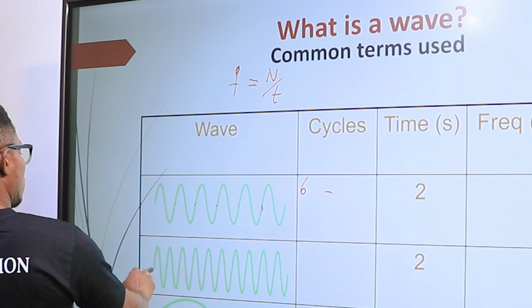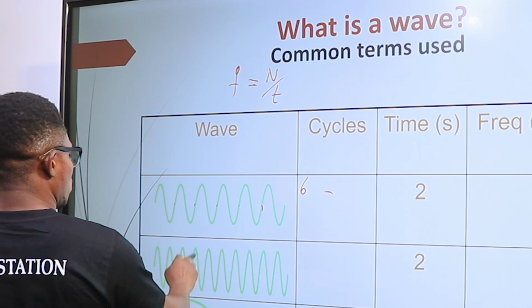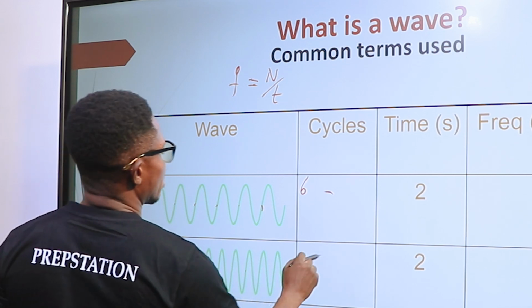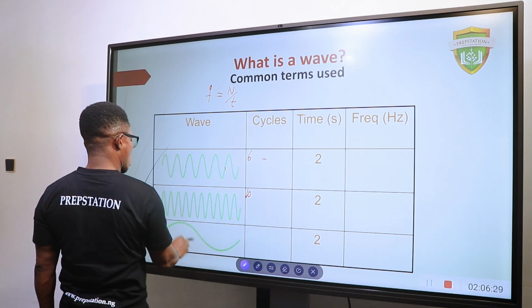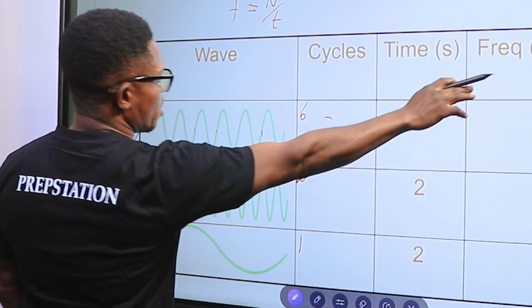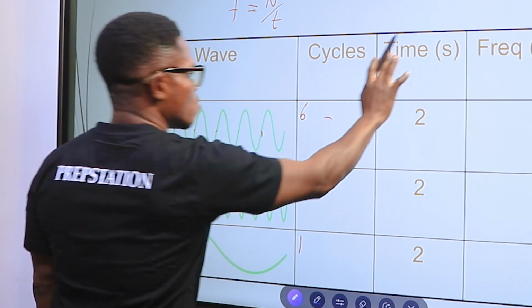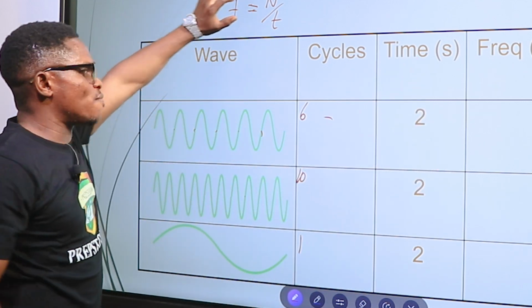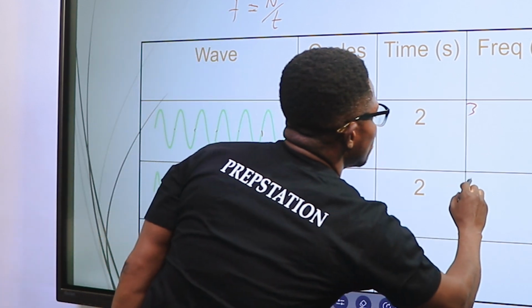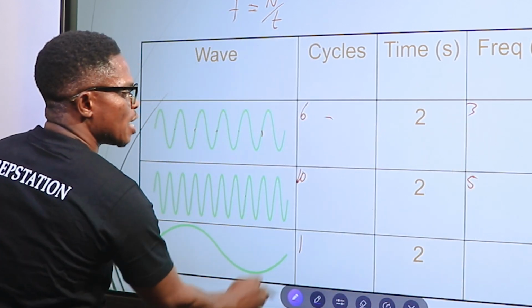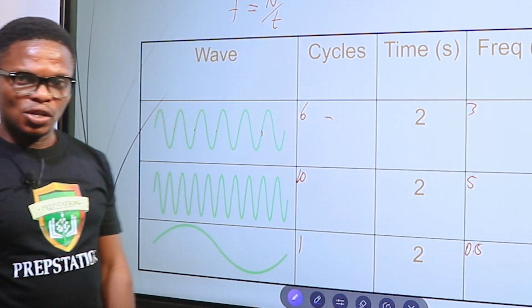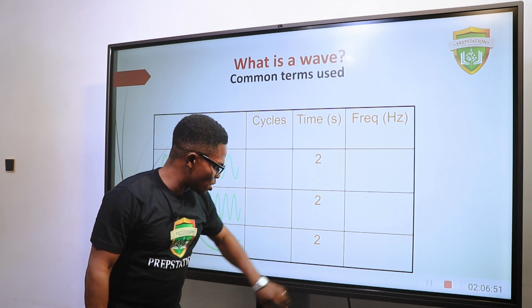Let's count. 1, 2, 3, 4, 5, 6, 7, 8, 9, 10. This is 10. And then what do you have here? This is just 1. The time remains the same. So what will be the frequency? Divide cycle by time, just like what you have here. So 6 divided by 2, that should give me 3. 10 divided by 2, that should give me 5. And then 1 divided by 2, that will give me 0.5 hertz. So that is how to calculate frequency.